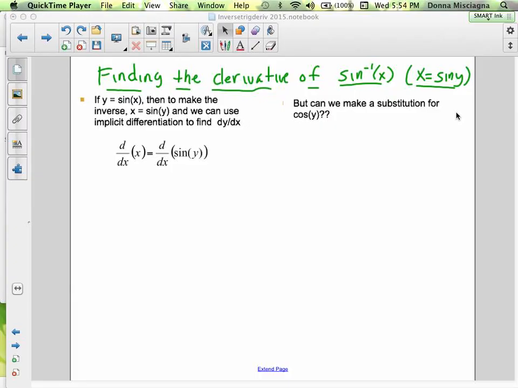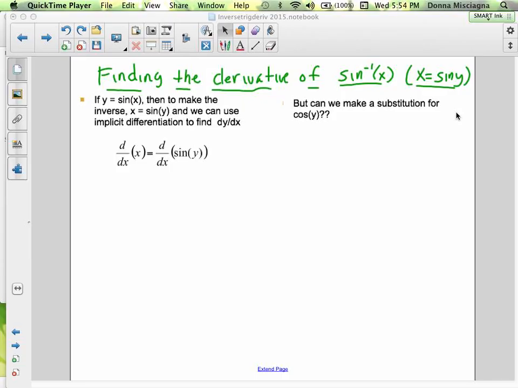So we know that the inverse of sine is arcsine. But we can also think of the inverse another way. If y equals sine x, then to make the inverse, x equals sine y. And you might wonder, why would we use x equals sine y rather than arcsine? Well, we don't know the derivative of arcsine yet. And we do know the derivative of x and sine y. So we're going to use the equation x equals sine y and implicit differentiation to find dy/dx.